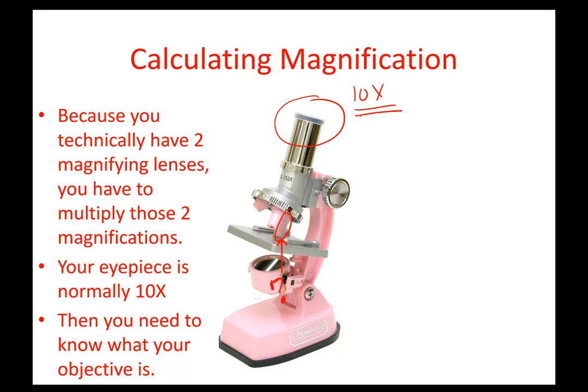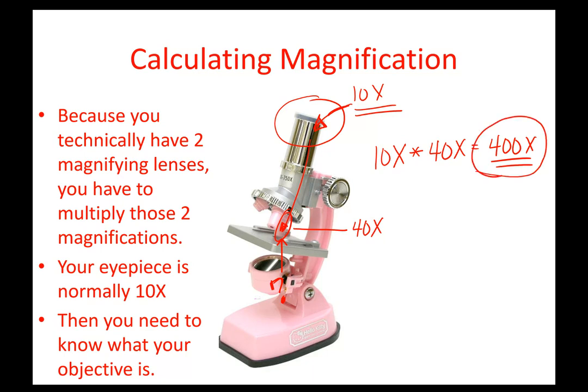So let's say that I've got the 10x up here, and down here I have the 40x. Now x is the units. You can't forget to put the units. 40x means 40 times bigger than what your naked eye can see. So 10x times 40x. So 10 times 40 equals 400x. So when you combine a 10x objective up here and a 40x objective down here, the image that you are seeing is 400 times bigger than what your naked eye can see. Okay, that's calculating the magnification.